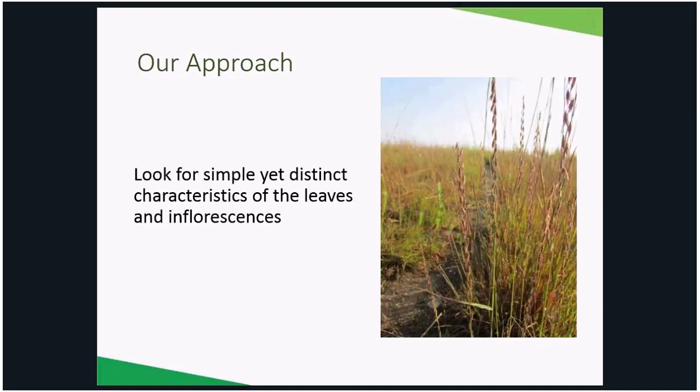So to go ahead and discuss our approach, we're going to be looking for those really simple yet distinct characteristics in leaves and then also in inflorescences. And that's just a word that refers to the flowering structure of a grass. And we're going to go through some terms as well before we really get into identifying grasses.